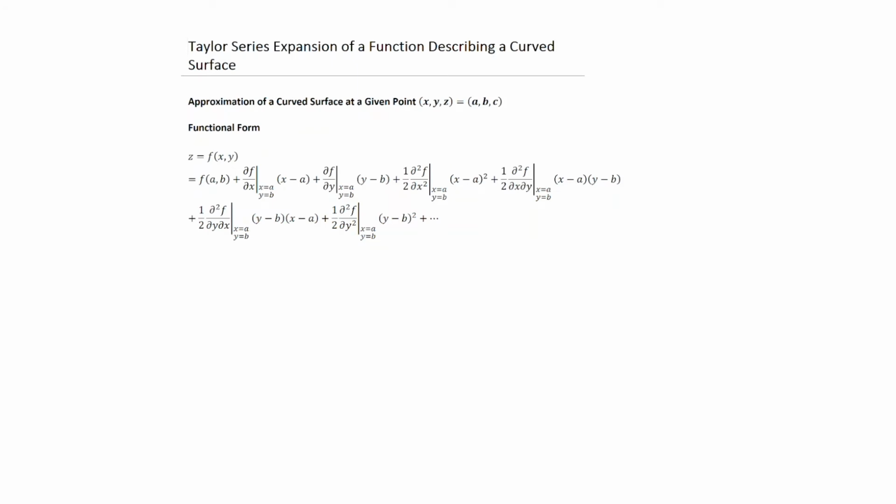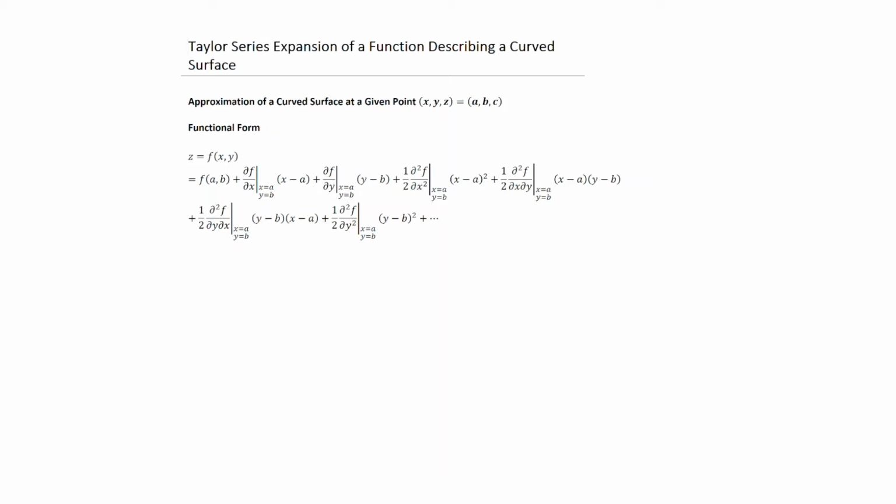All right, so now let's extend the notion of Taylor series expansion of a function to a curved surface. In this case, the point of interest would be some x, y, z equal to a, b, c. So that would be in a three-dimensional space. So in this case, if we're interested in looking at the nature of the function about the point a, b, c, we would expand it in a similar fashion as we did for the case of one variable. But now we have more derivatives to consider. We have all these partial derivatives.